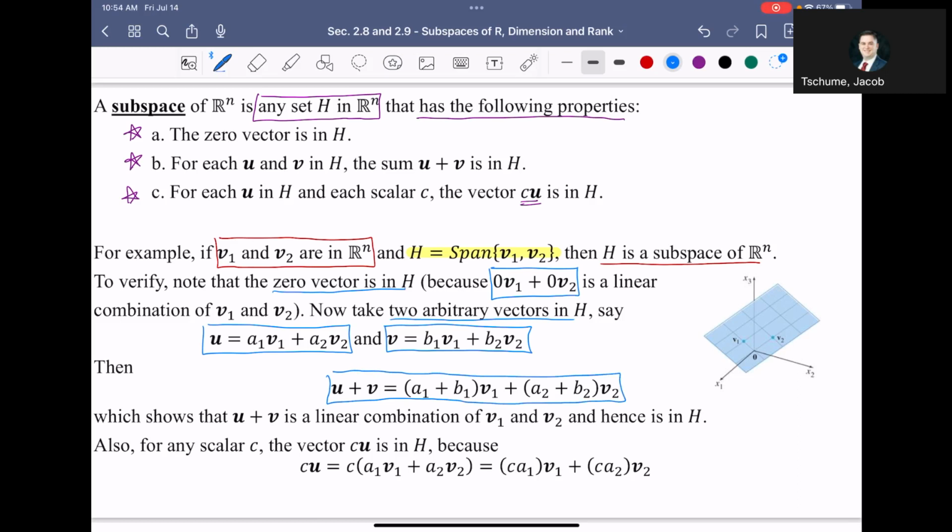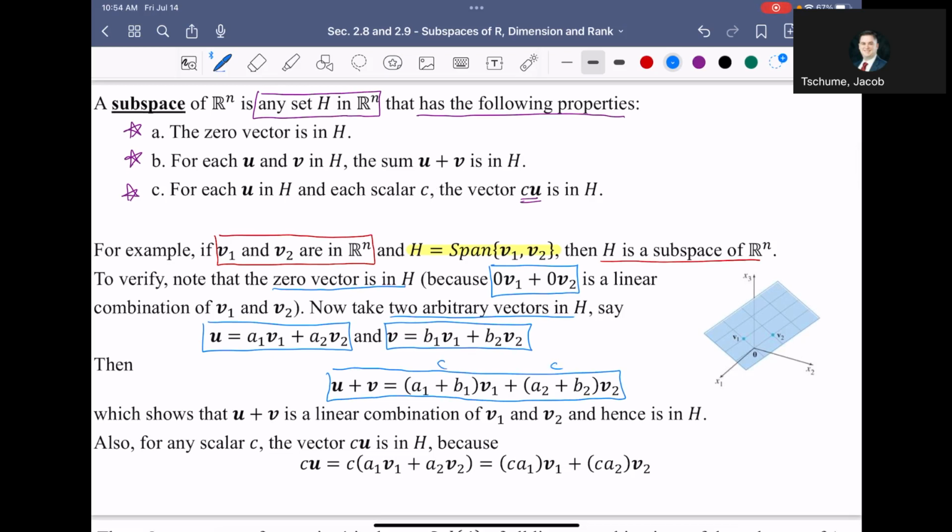If I were to add the u and v that I have listed here, I could group the v1 pieces together and the v2 pieces together and get the following, where you would have a1 plus b1 as your new constant of v1 plus a2 plus b2 as your new constant of v2. As you can see, since these are just different constants, this falls into the definition of what the span of v1 and v2 is. As long as each of those has a constant, that falls into a linear combination, and hence is in the subspace, or, I guess we're calling it the set for right now.